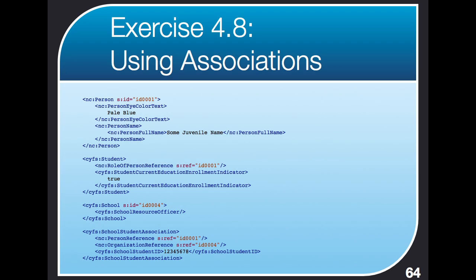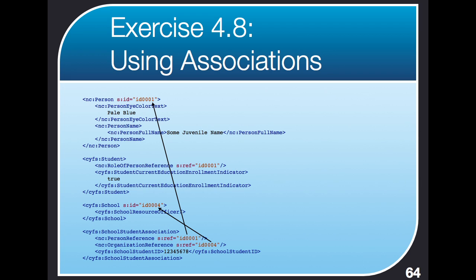And then finally, at the bottom, we have the school student association. And that does some linking as well. It starts with a person reference with the ref equals ID 0001. So it points all the way up to that person object. So the person part of this association is our person up at the top. And then we have an organization reference with an ID 0004, which points to the school we just created. And what that does then is link that person with that school as a student-school association.